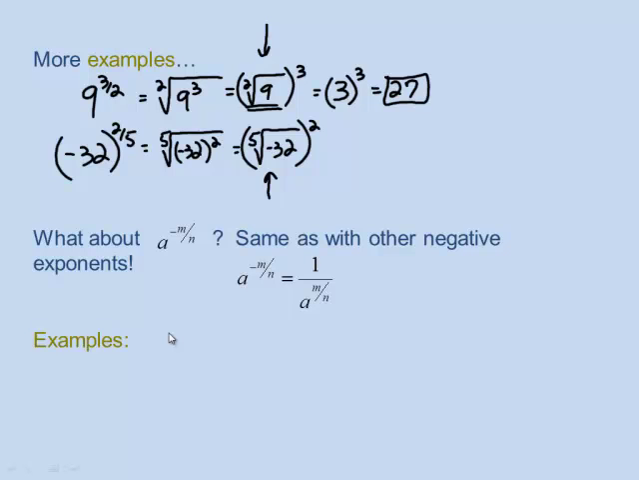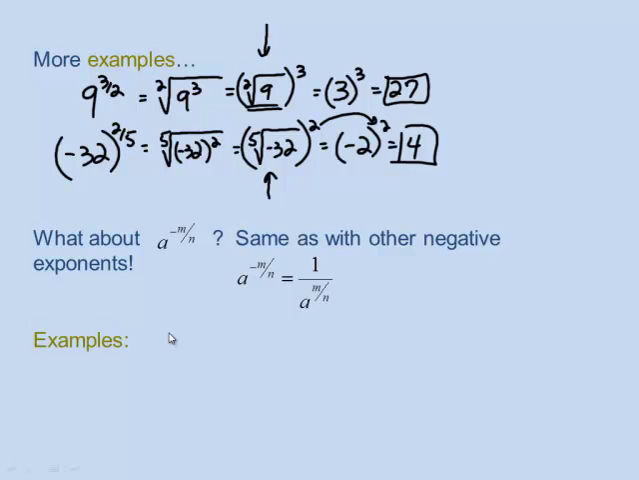The 5th root of negative 32 is negative 2, because negative 2 multiplied by itself 5 times is negative 32. And then if I do the power, negative 2 quantity squared, negative 2 times negative 2 is a positive 4.